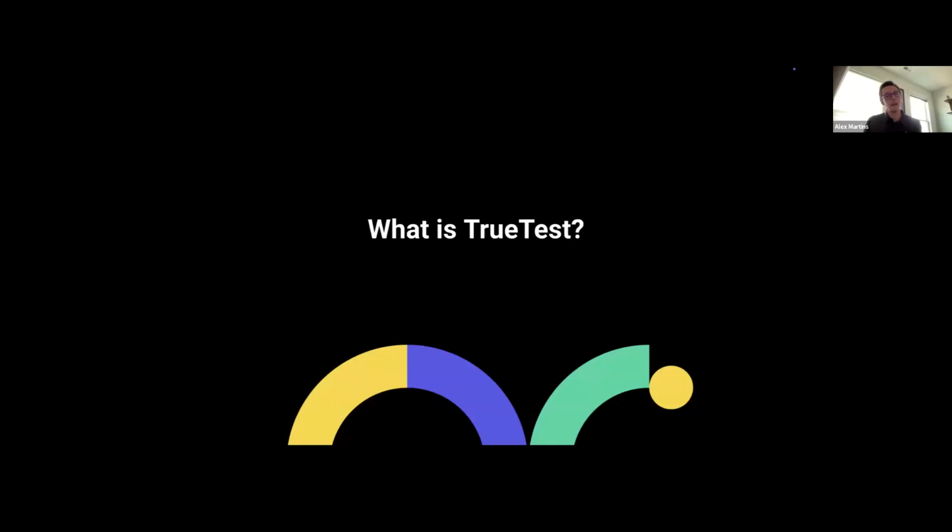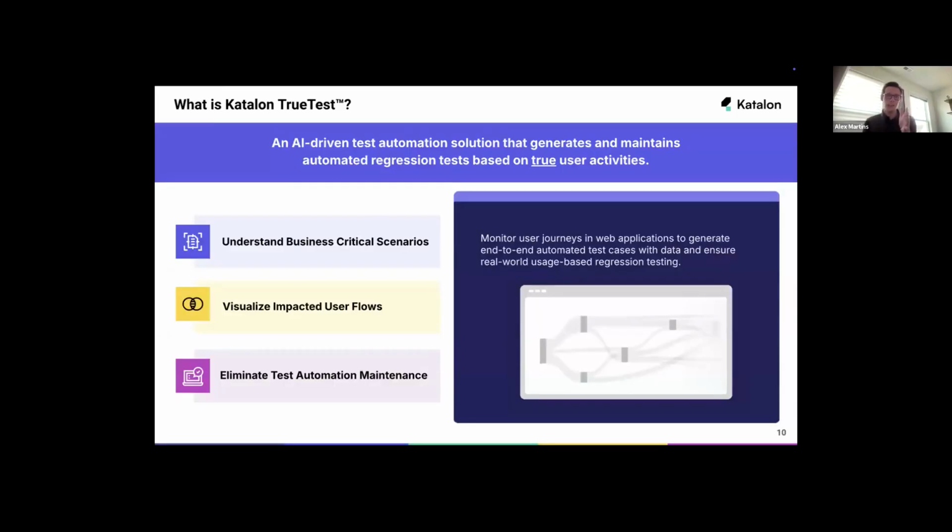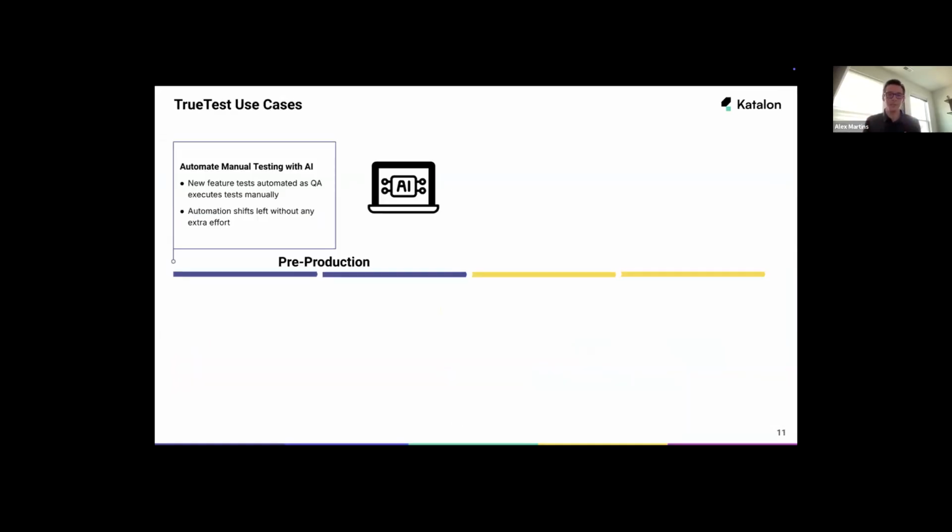Okay. All right, but what is TrueTest? If you haven't understood what it actually is, let me give you a very finite definition. It's an AI-driven test automation solution that generates and maintains, which is the most important part, the automated regression tests based on true user activities, right? So it will help you understand the business critical scenarios in a way that nobody can dispute. Visualize what is impacted release after release, as well as eliminate the maintenance on those automated tests that TrueTest generates. So that's the very clear-cut definition for you guys.